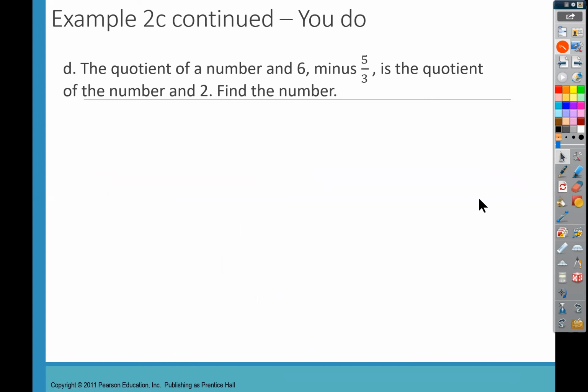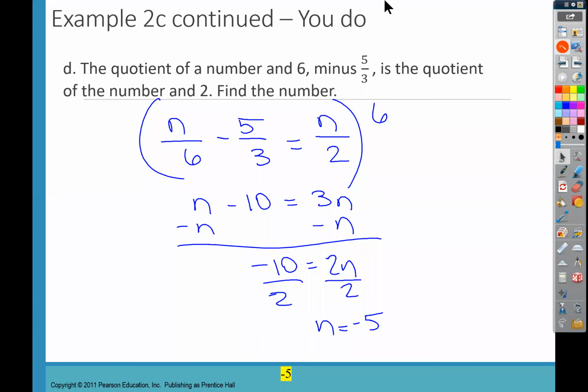Okay, next problem. The quotient of a number and 6 minus 5/3 is the quotient of the number and 2. Find the number. So you try this one. You should have gotten that the number is negative 5.